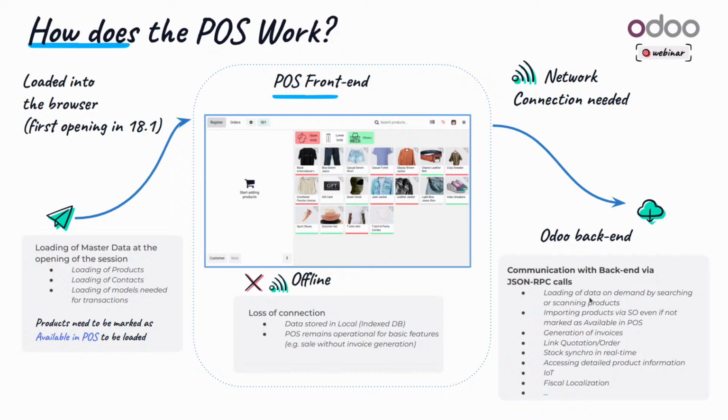So you have some functions for which you still need to have a network connection. For instance, of course, loading data on demand, like real-time loading, if you create a new one in the backend. Importing products or SOs into the POS, you still need a connection as well. Generating invoices, of course, the stock synchronization, all of that. Just keep in mind that whenever you need to ping the backend through the server, you cannot. Exactly. So that's the improvement here. It's going to be much faster if you have a few products.